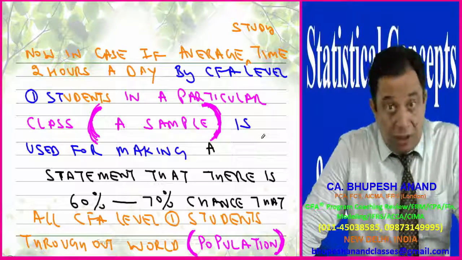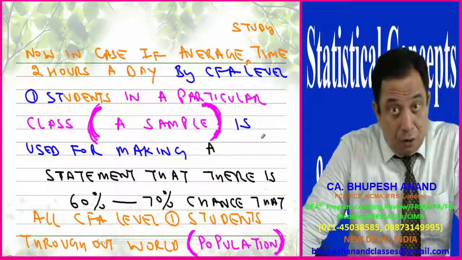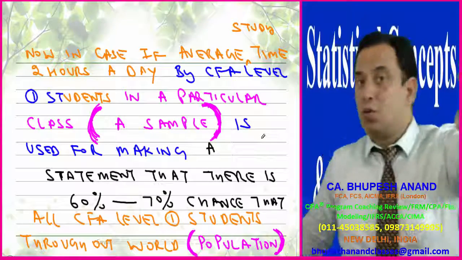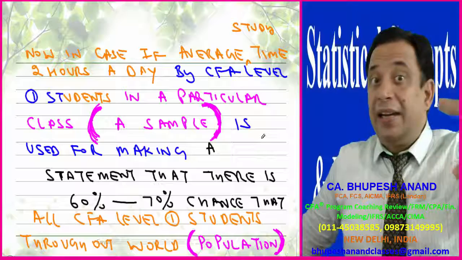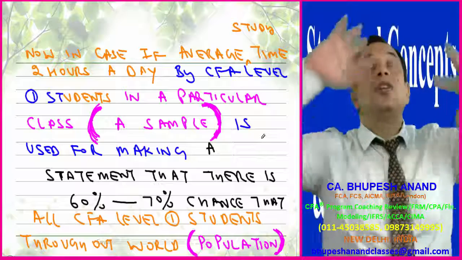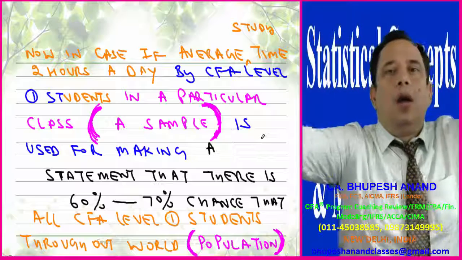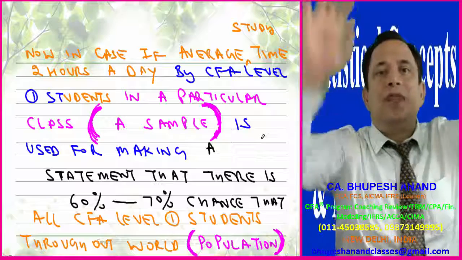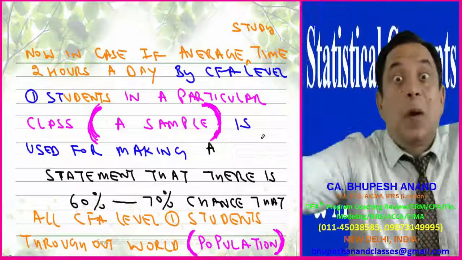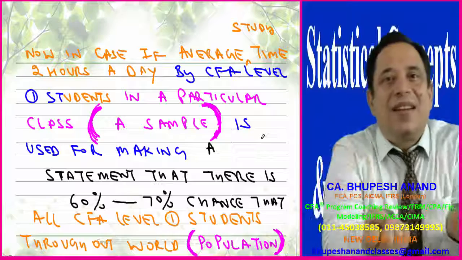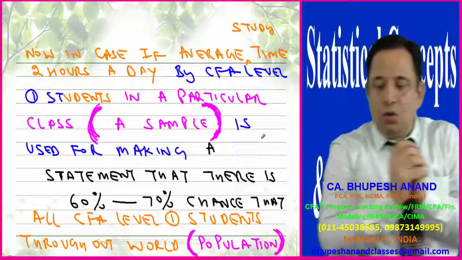Now this is a particular class, it is a sample. I have taken the sample of only 20 students. It is not a population, because when I say population, it means all over the world, the number of students who are going for the CFA level 1 examination, that is a population. I have calculated a sample of 20 students.